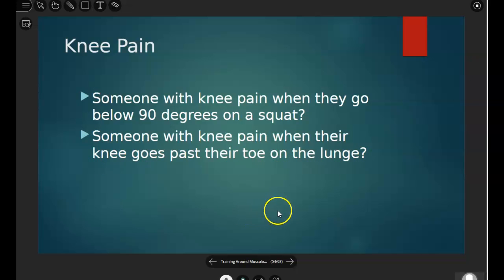Let's say they're doing a forward lunge, the knee goes past their toe, and that causes them pain. What might you do? How might you modify that?